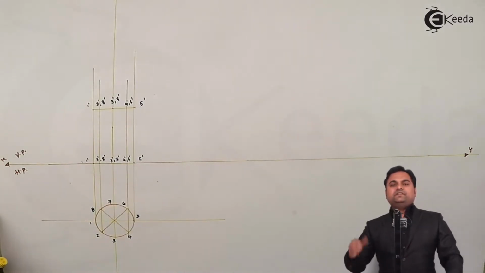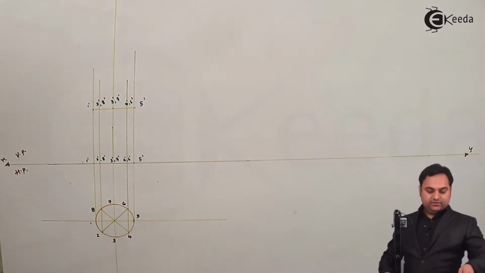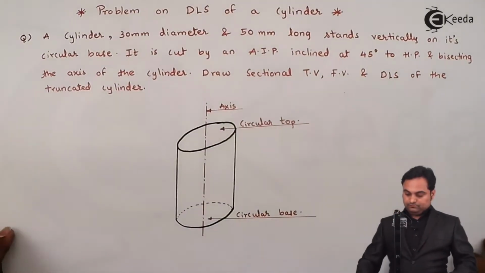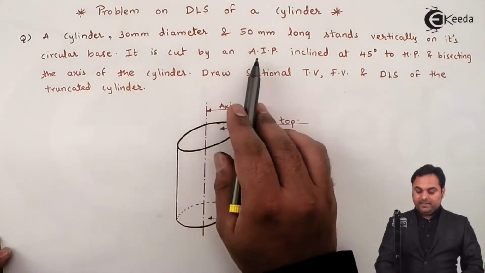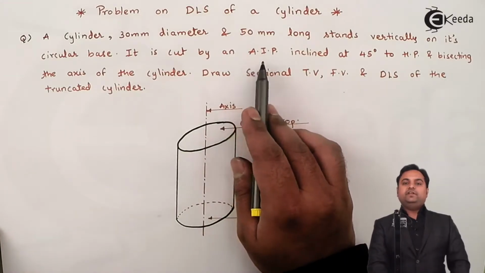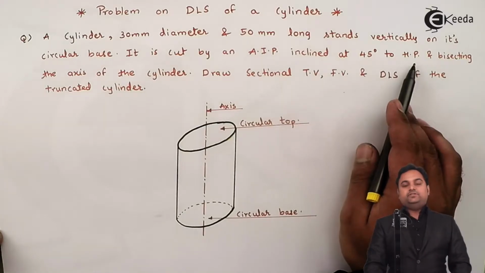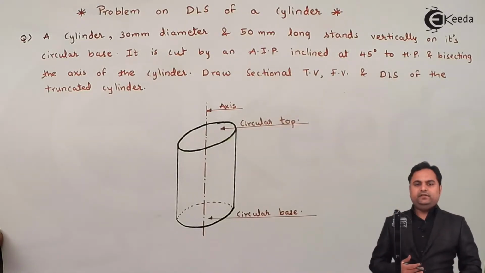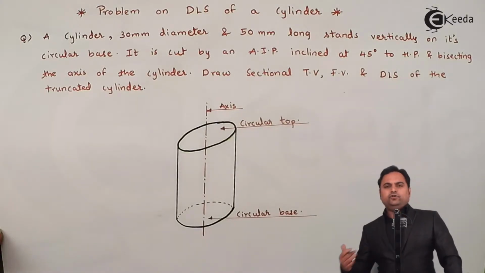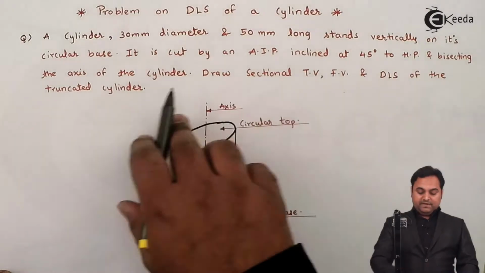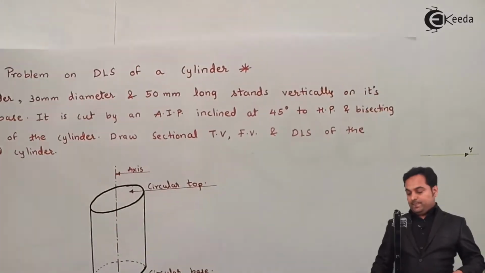Now this cylinder is cut. The condition is given in the question. I'll read it. It is cut by an AIP, that is auxiliary inclined plane. Inclined at 45 degree to HP, it means this is the cutting plane. Inclined at 45 degree to HP, it will be seen in VP and bisecting the axis of the cylinder.